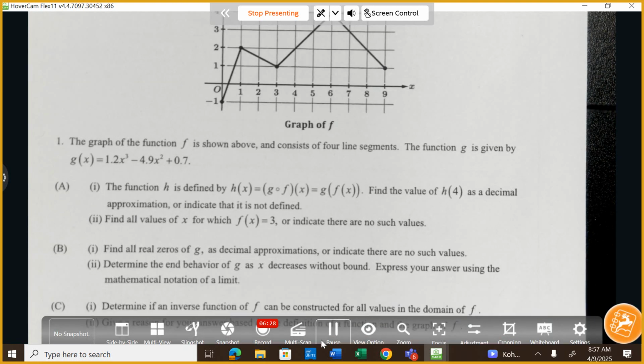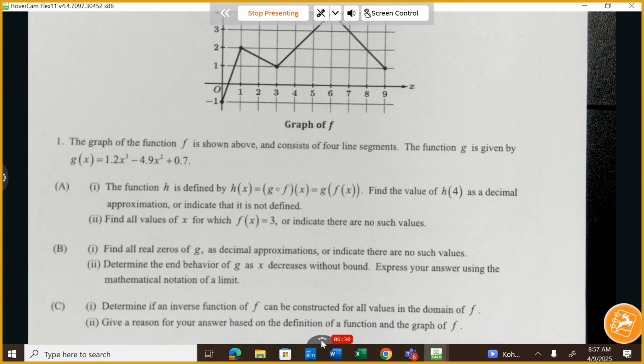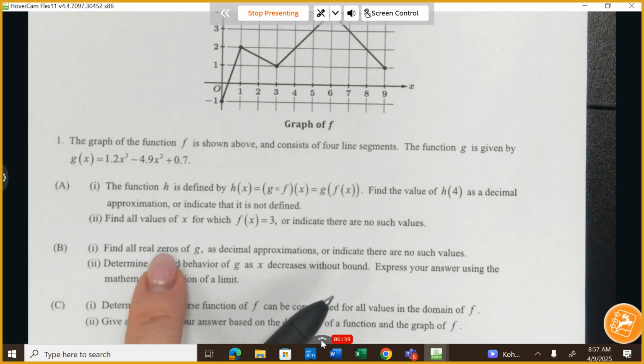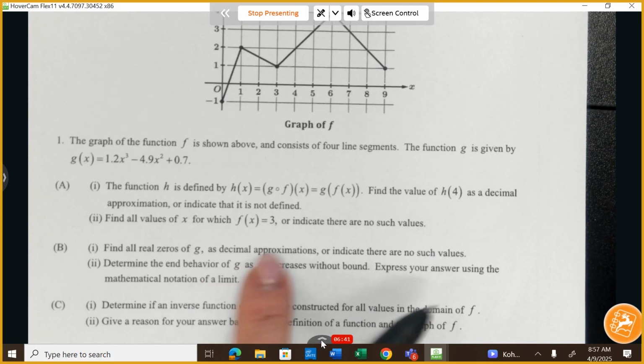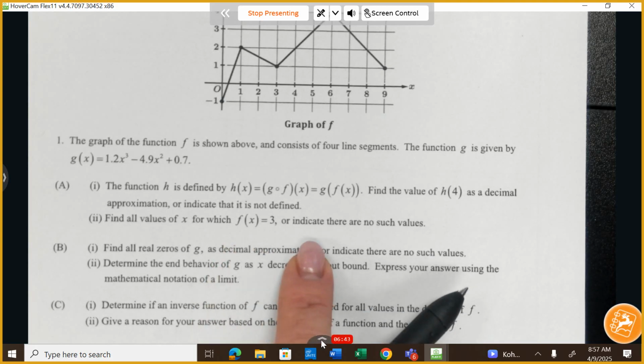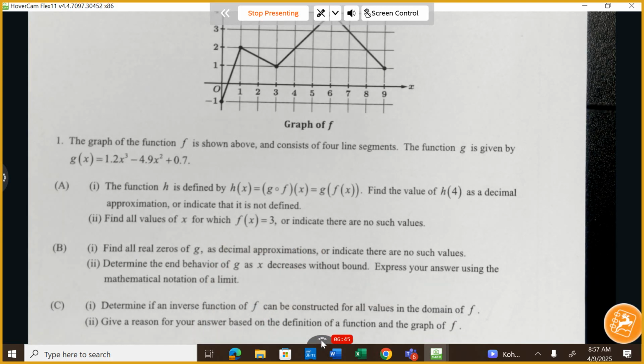Let's look right now at part B. So part B, there's two parts. Find all the zeros with decimal approximation and indicate if there's no such. So above the word zeros on your paper, can you write x-intercepts? And then right here above this part, write round to the thousands. Okay, we're going to do part B first.